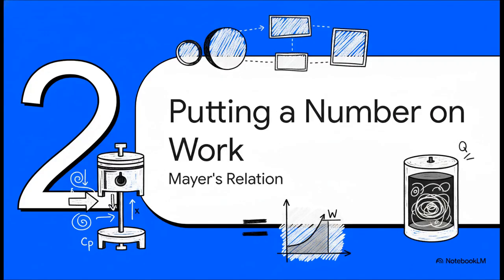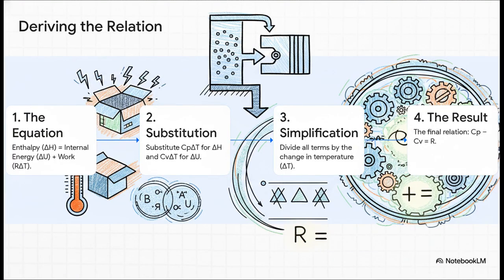Okay, so we've established that CP is always bigger than CV. The free piston always needs more heat. But how much more? Is it just some random amount that changes all the time? Absolutely not. Turns out there's a beautifully simple, elegant equation called Mayer's relation that tells us exactly what that difference is. Now, don't let the math on screen scare you. The derivation might look a little intense, but the idea behind it is actually super simple.